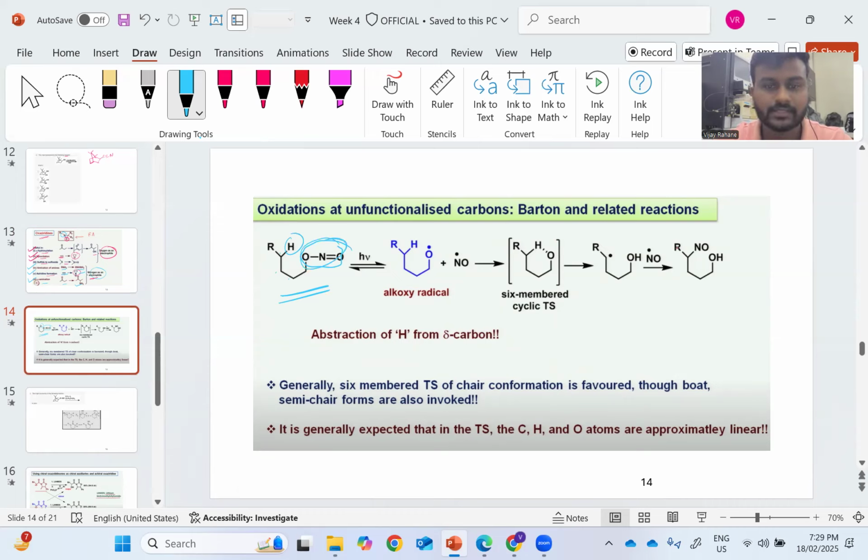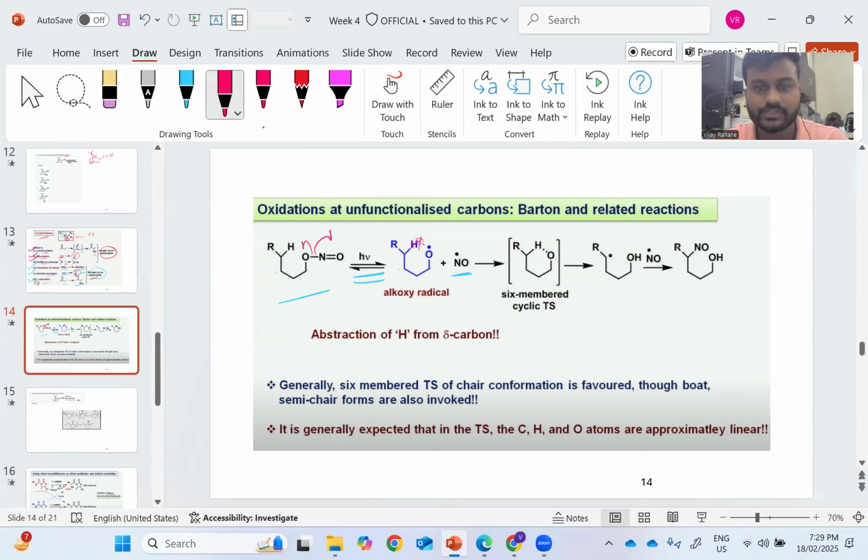When we keep the reaction mixture in light, it forms an O radical through homolytic bond cleavage. So if I just draw it, this is how the homolytic cleavage of this ON bond occurs in the presence of light, and it forms the O radical. This O radical interacts with the proton present on the alpha, beta, gamma, let's say the gamma position.